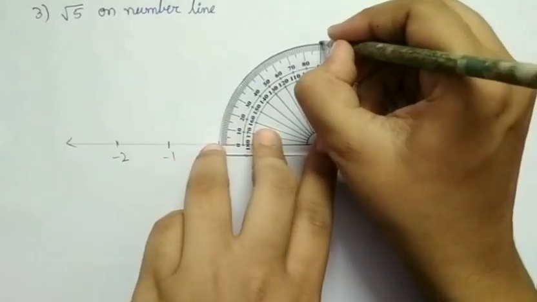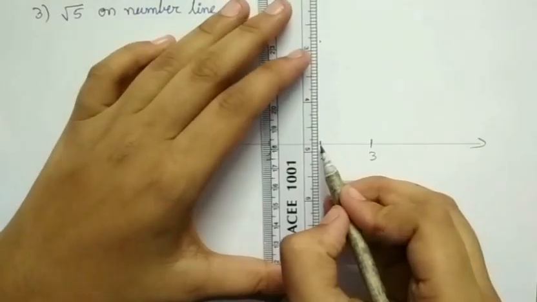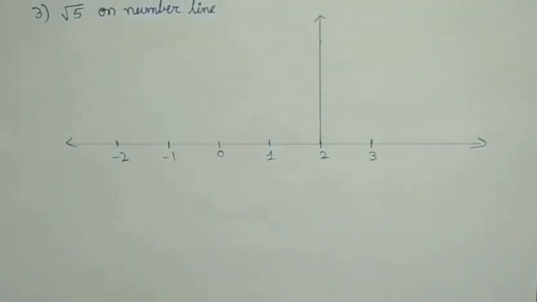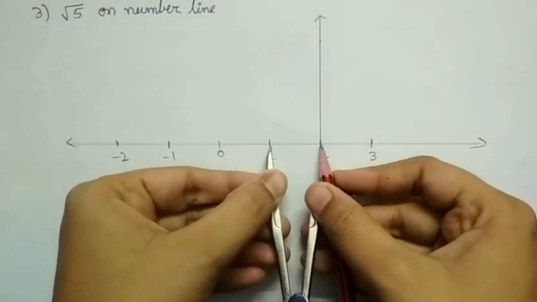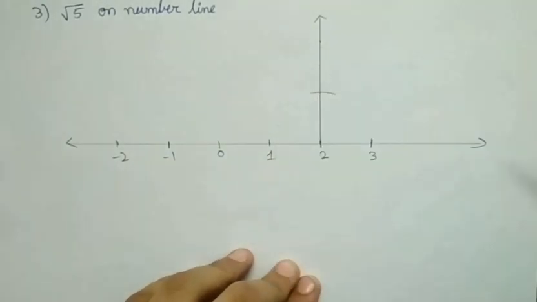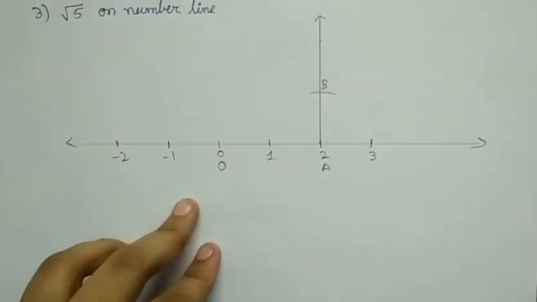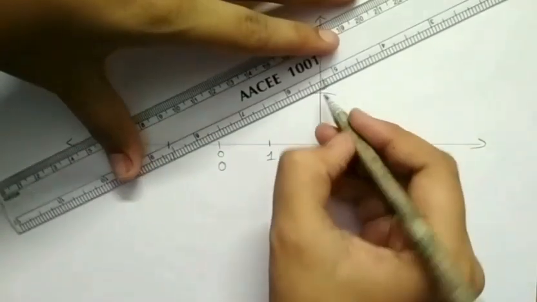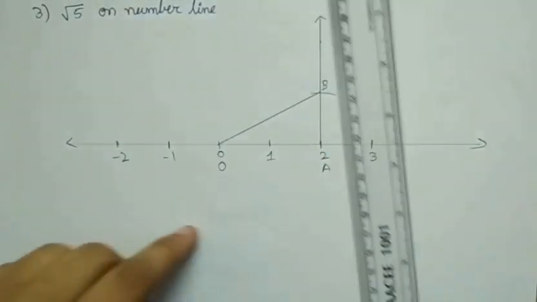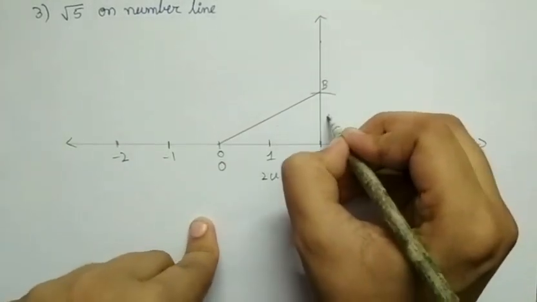We need to take the base 2 units and take a perpendicular at C. Take the unit distance and cut an arc on the perpendicular line. Point this as O, A, B. Now join OB. Now OA is 2 units, AB is 1 unit.